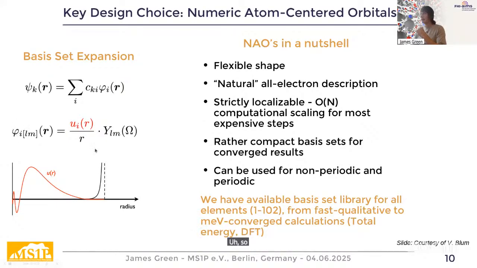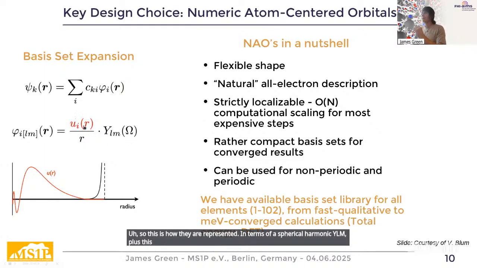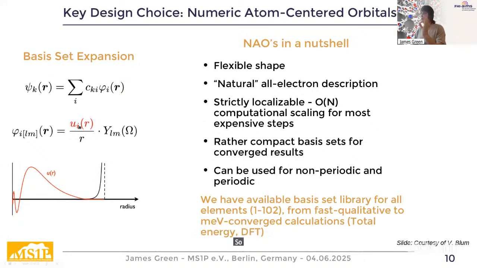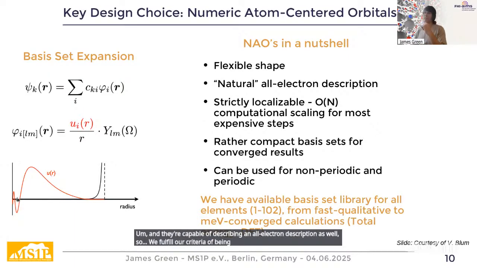And so this is how they are represented: in terms of a spherical harmonic Y_lm plus this u(r), which is a numerically tabulated radial function. So this numerically tabulated bit is where this name NAO comes from. And because they're numerically tabulated, they can have a flexible shape. So in particular, we can account for these little wiggles near the nucleus. And they're capable of describing an all-electron description as well. So we fulfill our criteria of being accurate.